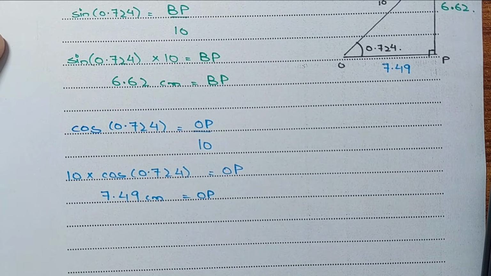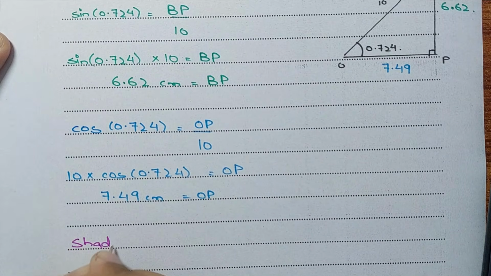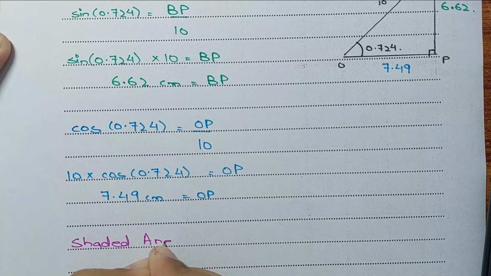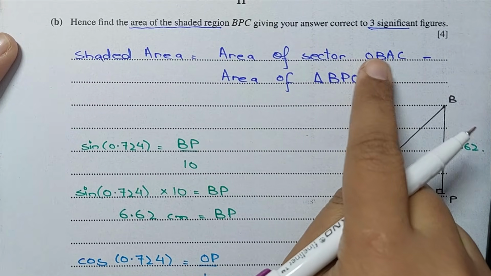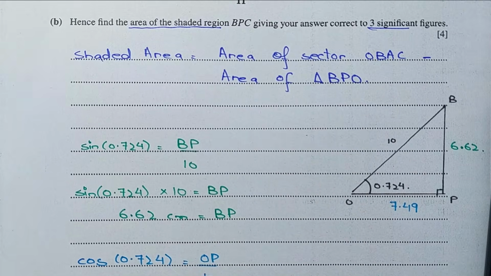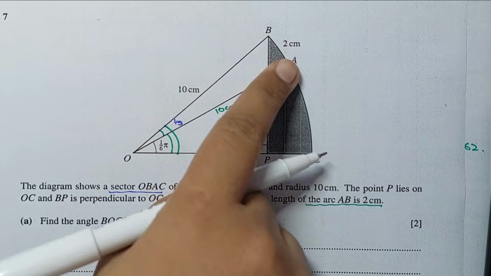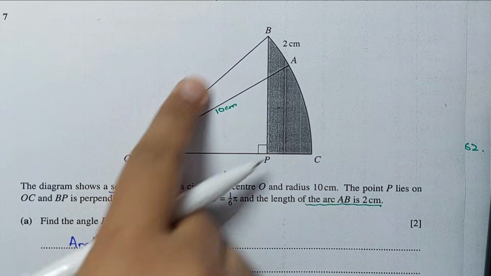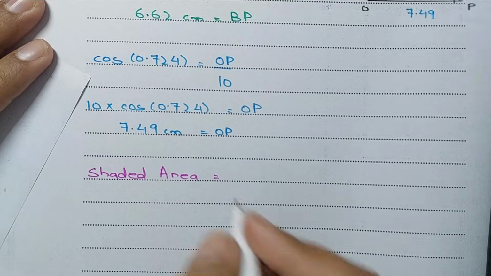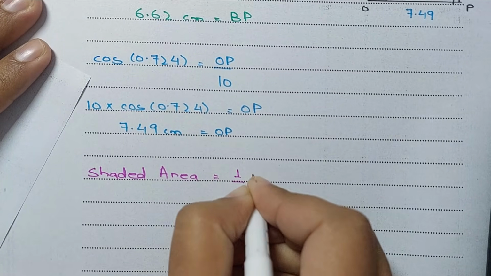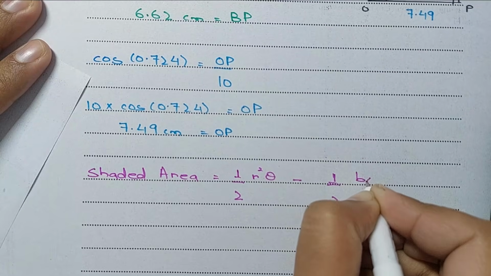We can easily find out the shaded area. Now the shaded area is the area of sector OBAC minus the area of the triangle. Area of a sector is half radius squared theta, minus the area of a triangle, which is half base times height.